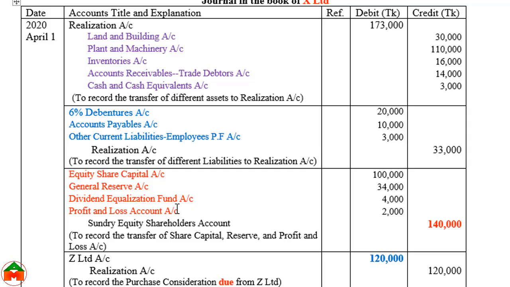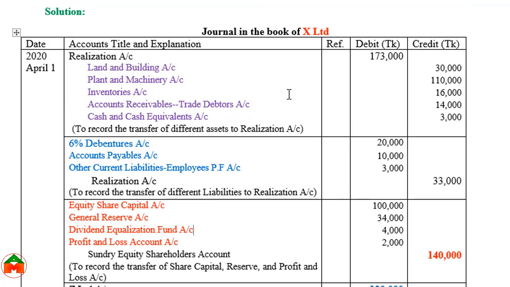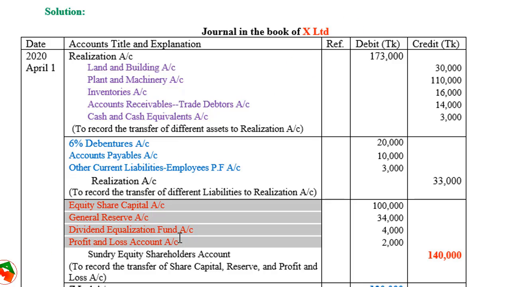And in the third journal, we will show all the equities items in the debit side because this is the X company, the company which will be liquidated or dissolved. That's why the accounts will be removed from the accounts. These are the parts of equity. Here you can see share capital, reserve, dividend equalization fund, profit and loss account.